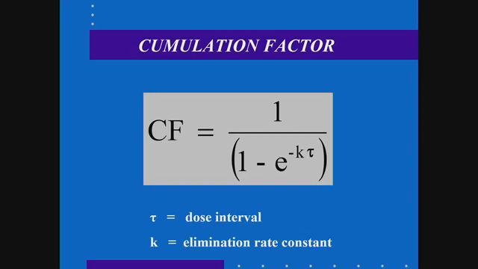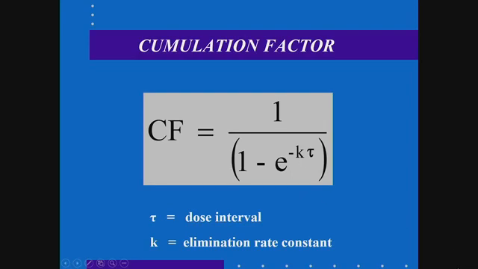Now, there is another approach, of course, to estimate the extent of drug accumulation using this accumulation factor that is shown here. This parameter tau is the dosing interval. In the case of our example, it was 24 hours or 1 day. And then, of course, you need to know or have an estimation of the elimination rate constant, the first order elimination rate constant for that drug.